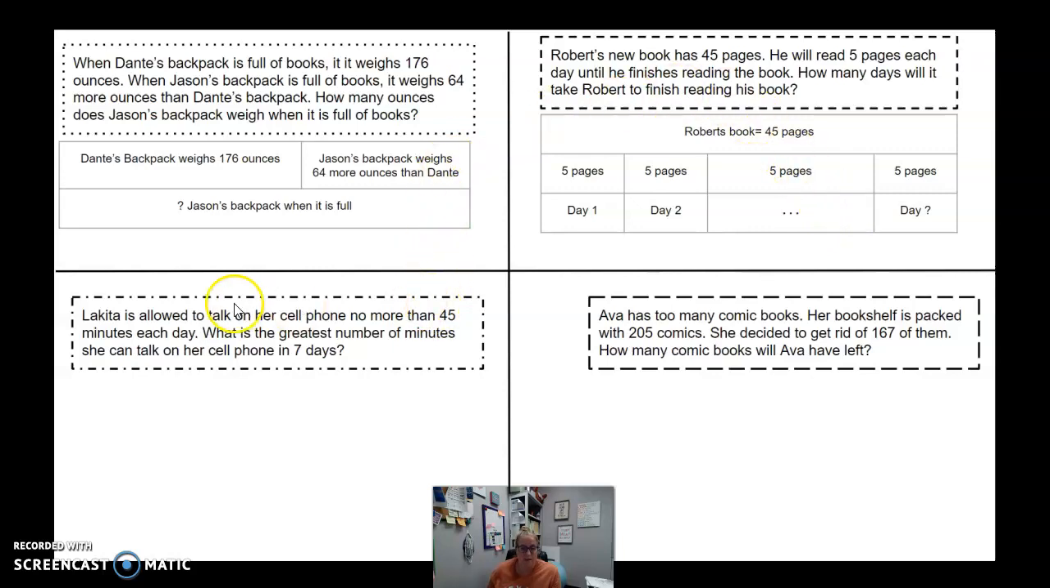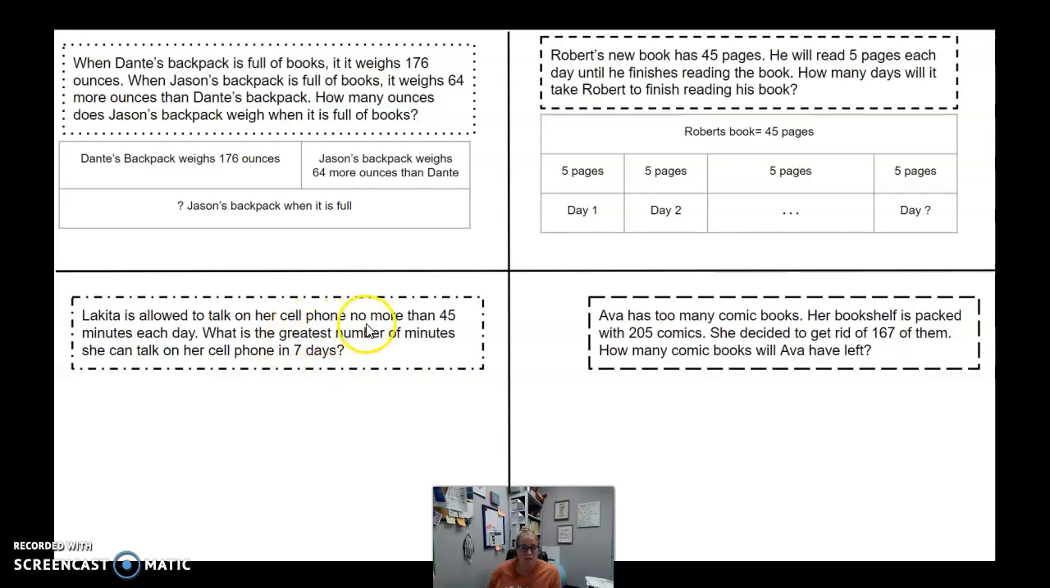Next question we have says, Lakita is allowed to talk on her cell phone no more than 45 minutes each day. What is the greatest number of minutes she can talk on her cell phone in 7 days? So I read it 1 time. Let's read it a 2nd time. So, Lakita is allowed to talk on her cell phone no more than 45 minutes each day. What is the greatest number of minutes she can talk on her cell phone in 7 days?